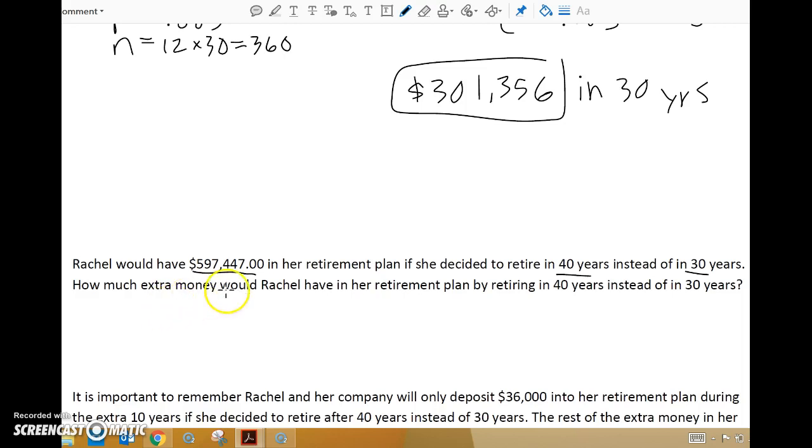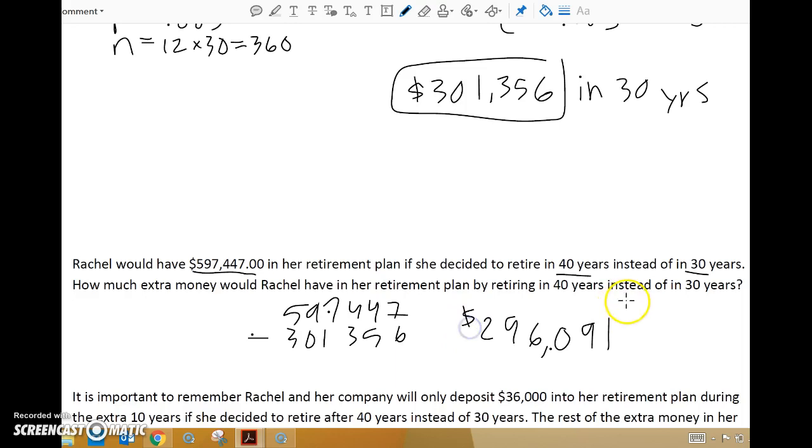So how much extra does she have from the 40 years versus the 30 years? We would just subtract these two. $597,447 minus $301,356. She would have $296,091. Wow, that's a lot of money extra just with 10 years time.